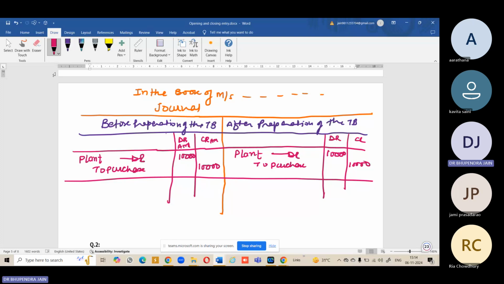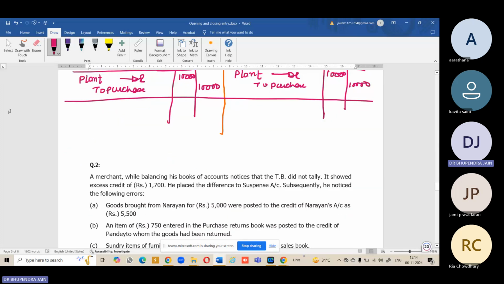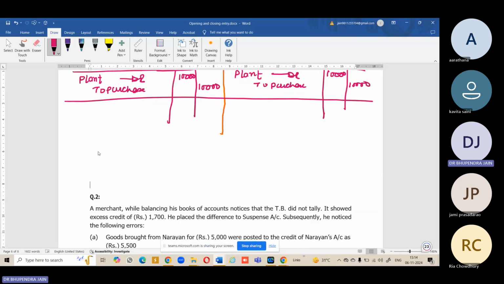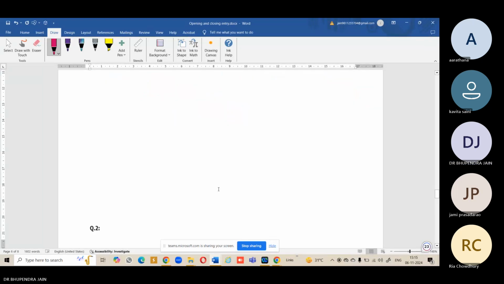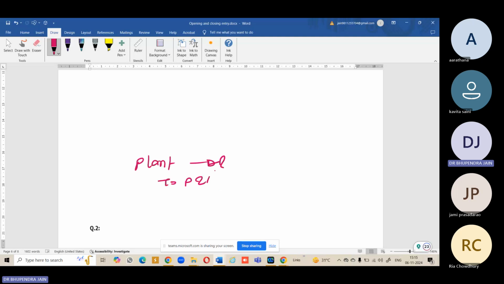But if this error occurred after preparation of trial balance, then we have to pass the total 10,000 rupees in the profit and loss adjustment account. In that case we will pass the entry purchase account debit to profit and loss adjustment account. Then we can pass this entry after preparation of final account.